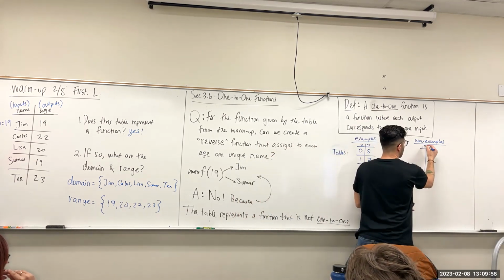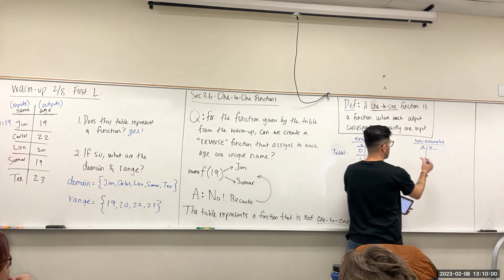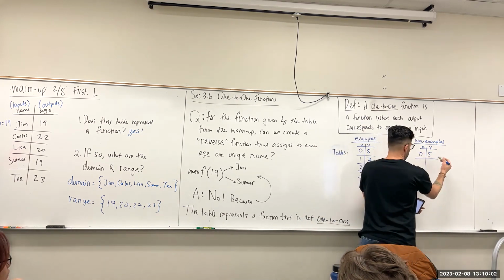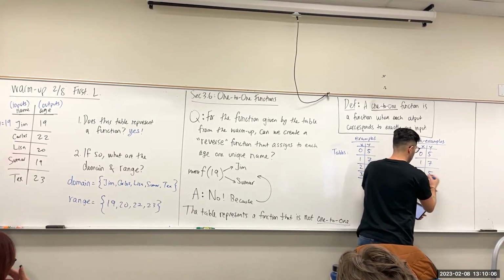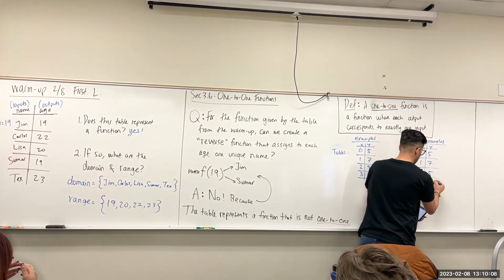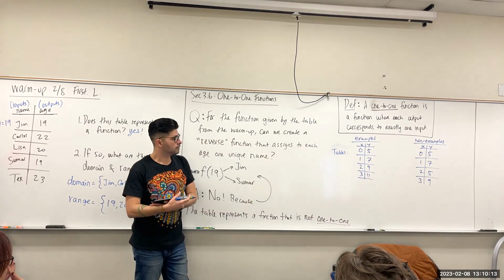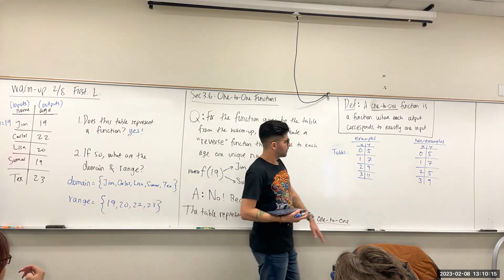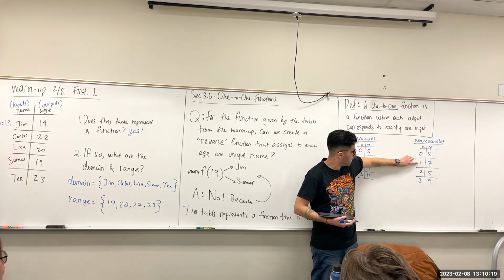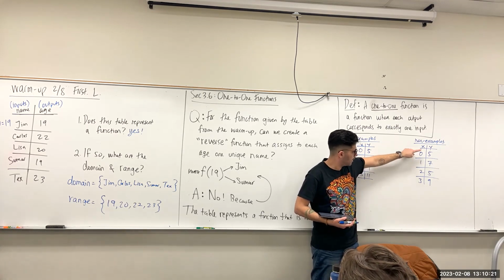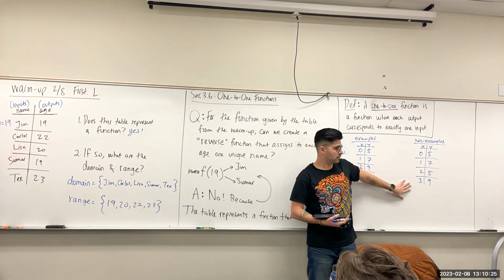So let's look at one that's not. Let's say 0 corresponds to 5, 1 to 7, 2 to 5, and 3 to 9. Is it a function? Yes, each x corresponds to only one y. But why is it not one-to-one?